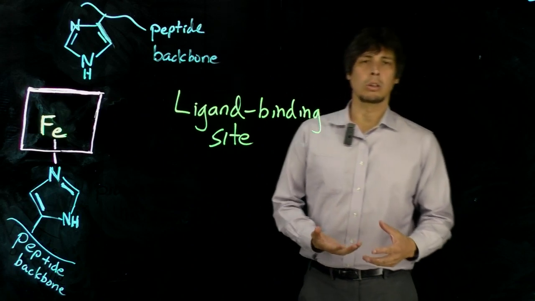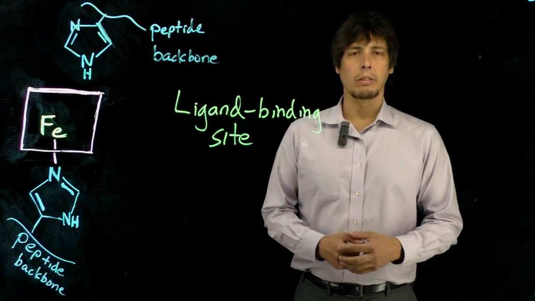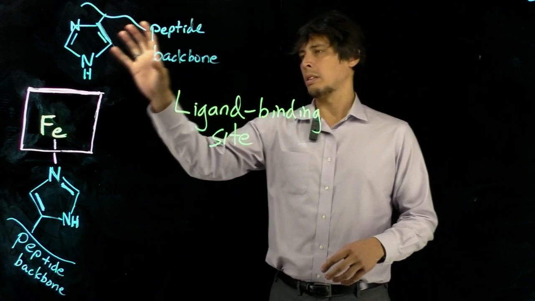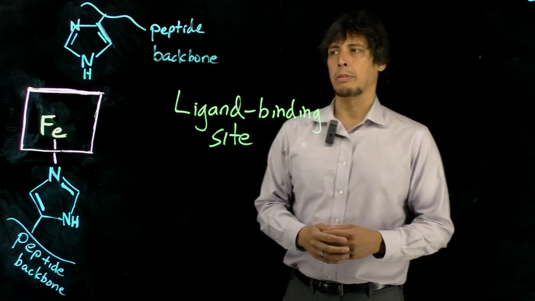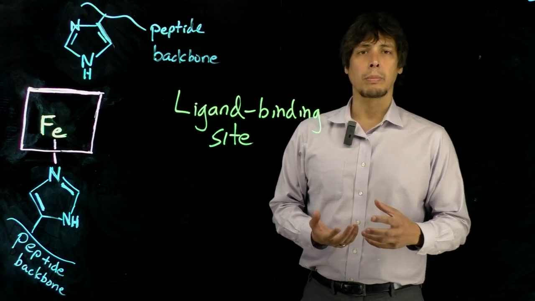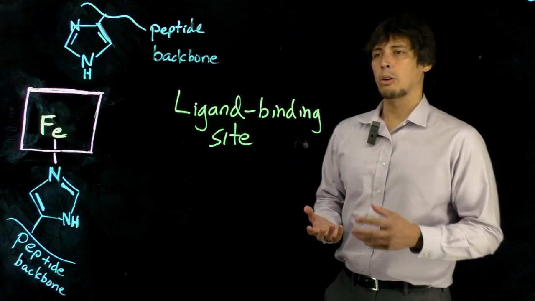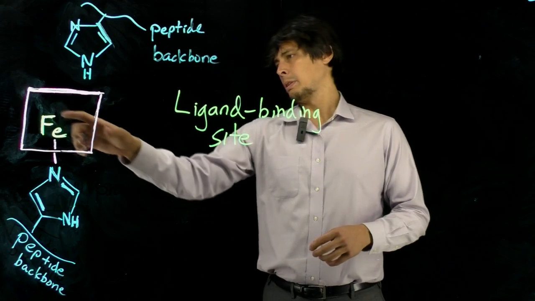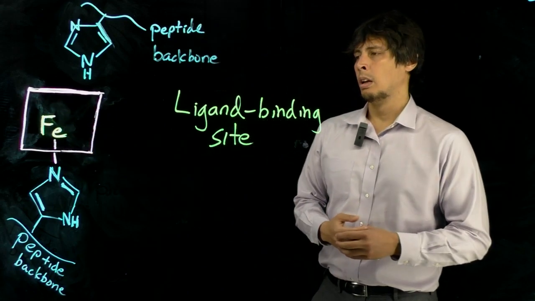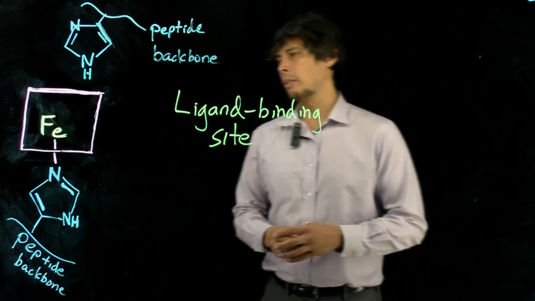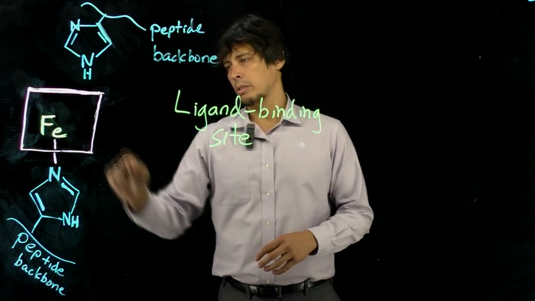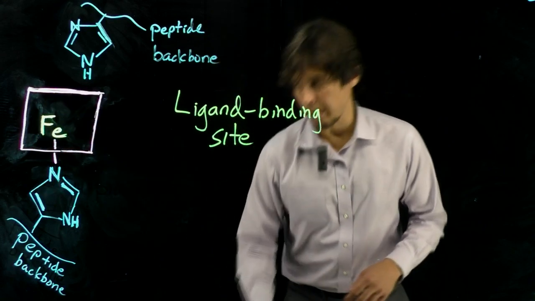We're going to look a little bit closer at the ligand binding site for myoglobin. This is a schematic for the ligand binding site for this protein. Remember that a very critical component of myoglobin is the heme cofactor. That's depicted here where iron is denoted as Fe, which is the element symbol for iron, and the heme ring is denoted by this square here.